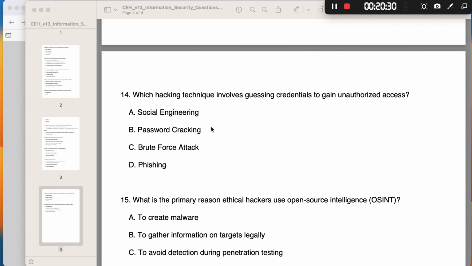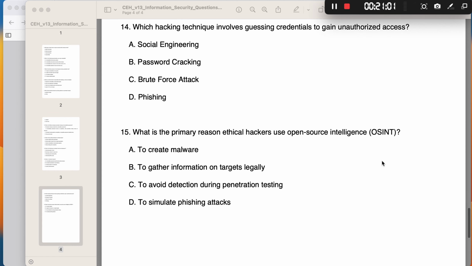If you want to get unauthorized access and you are guessing the credentials, you are brute forcing your way into the system, or attempting to. The other options are not it. Social engineering, not really. You're not trying to trick anyone here. Password cracking, yeah, not really. You're just involving one password, not brute forcing. And then phishing is something that they throw in there to throw you off because it has nothing to do with that.